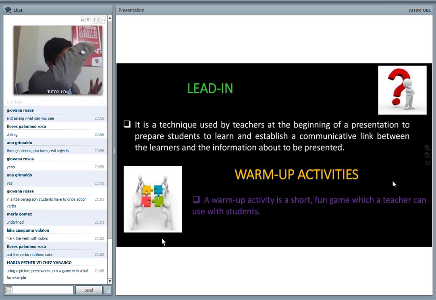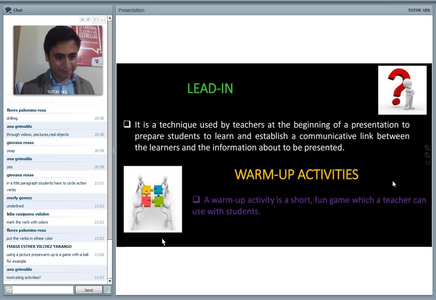You can put just the spaces on the board and they need to guess the meaning or get the word itself. So this kind of warm-up activity helps them to feel motivated, to feel active, especially after another lesson. For example, if they have mathematics before your lesson plan, maybe they will be a little bored, right? So you can use this kind of activity and make students wake up. Using a picture, or a game with a ball, for example. Yes, any game that you use at the very beginning of your lesson is called a warm-up activity.